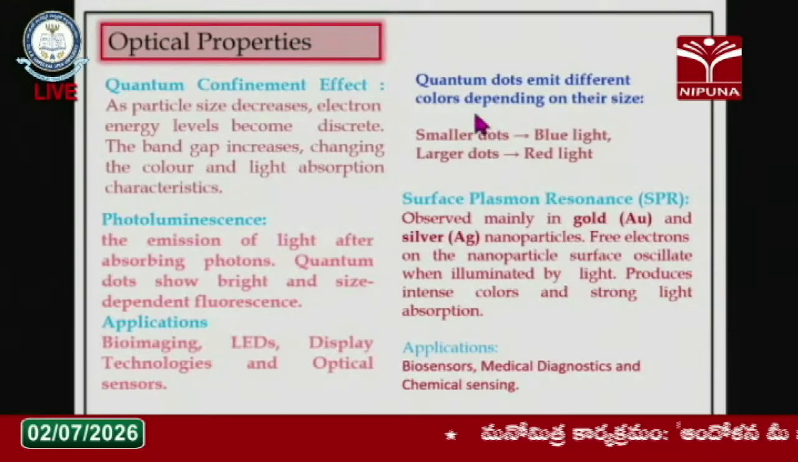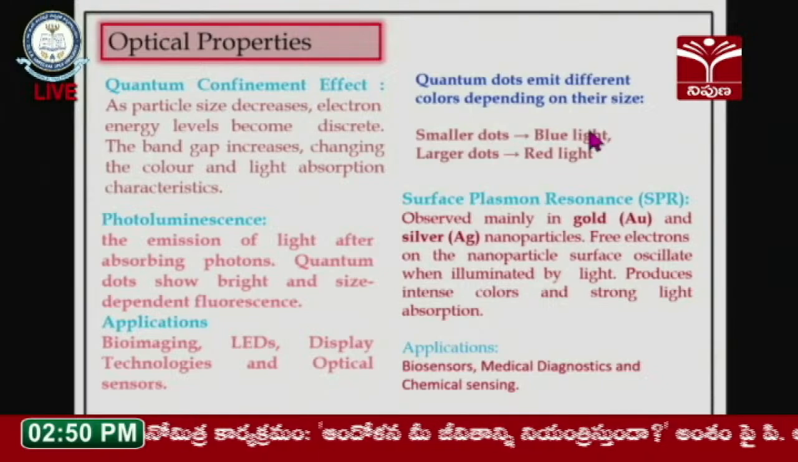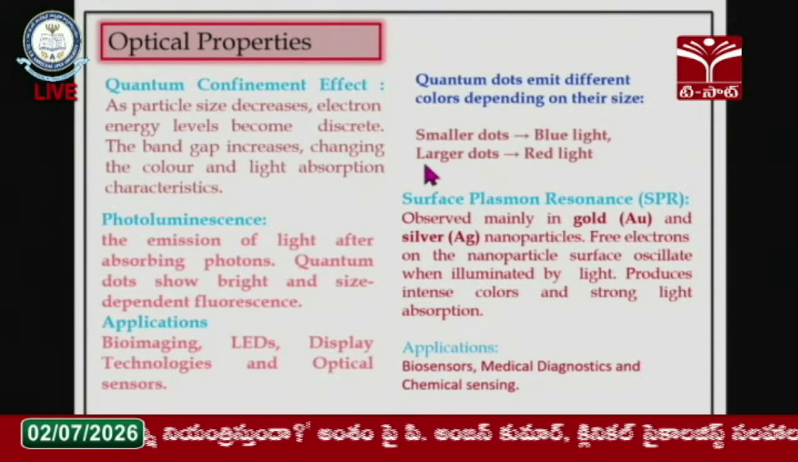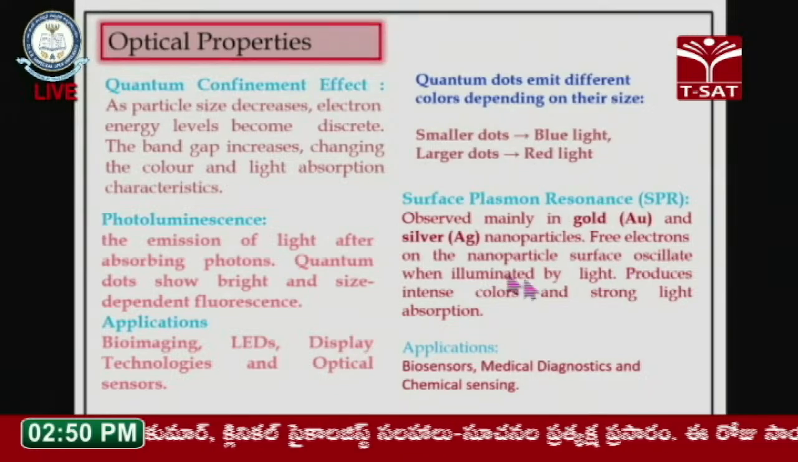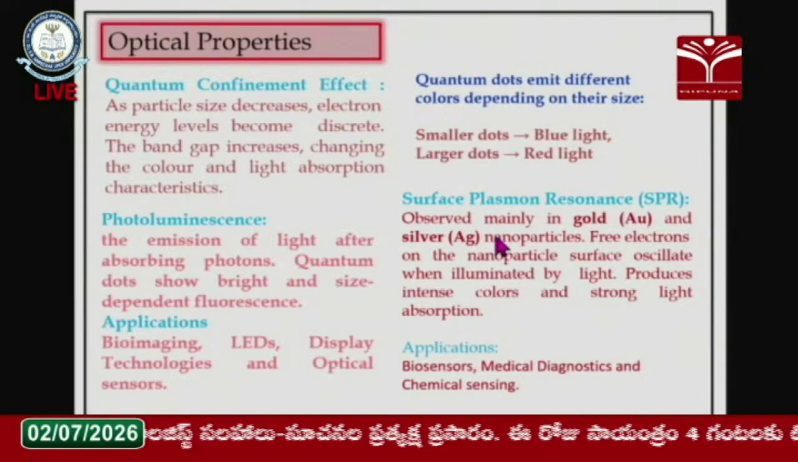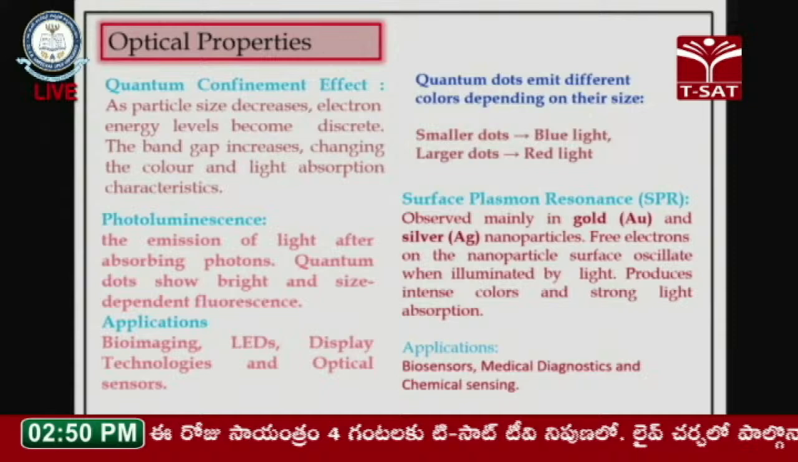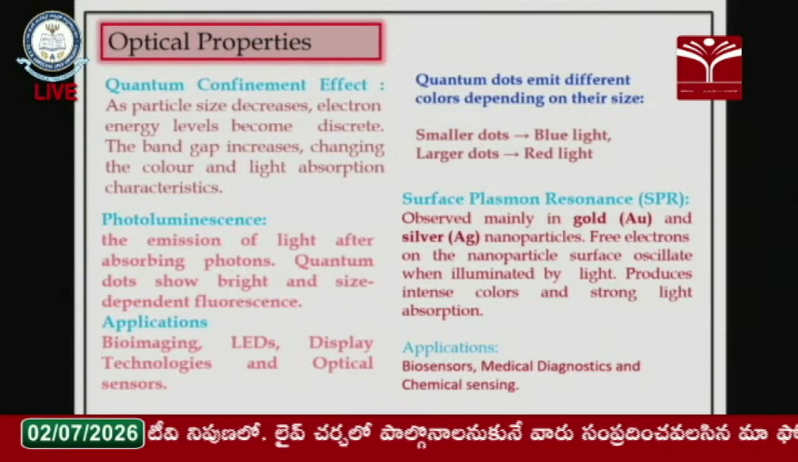Another thing, quantum dots emit different colors depending on their size. We know red, blue, green are the basic colors. If the dots are smaller, they emit blue light, and if the size is larger, they emit red light. Another very important property is surface plasmon resonance, SPR, basically observed in silver nanoparticles and gold nanoparticles.